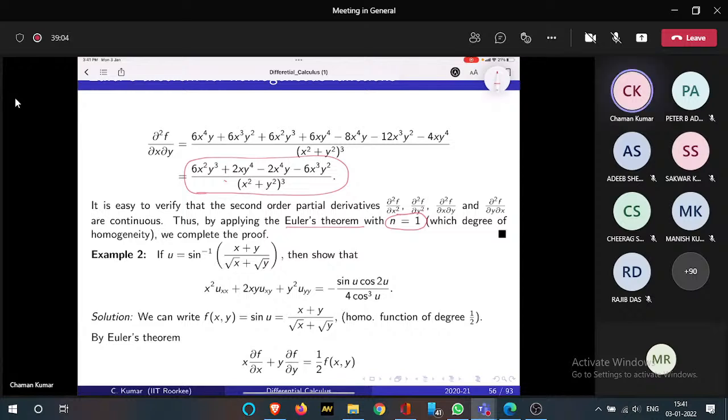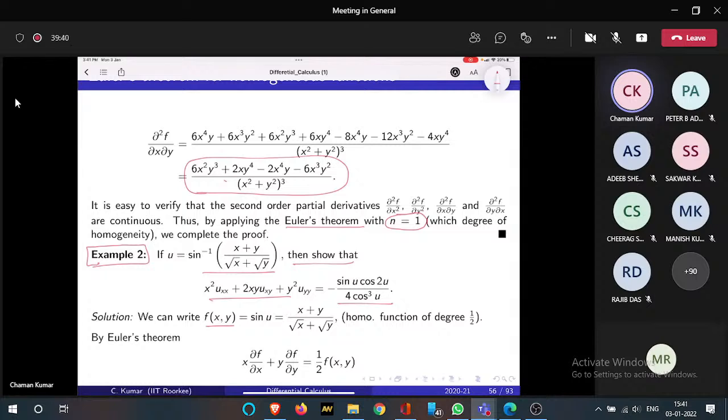Okay, similarly, you have another example. Here you have to show that this relationship holds. For this, we define the function f of x, y as sine u, where u is given to be sine inverse of (x plus y) divided by (root under x plus root under y).